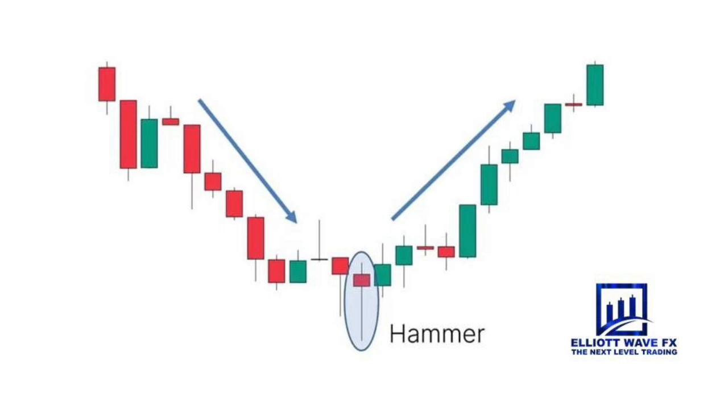Understanding hammer candlesticks. The hammer is one of the easiest, most intuitive candlesticks to recognize because, well, it looks something like a hammer. It has 3 components: a small real body located near the top, a long lower wick that is at least twice the body's length, and a tiny upper shadow or no upper shadow.